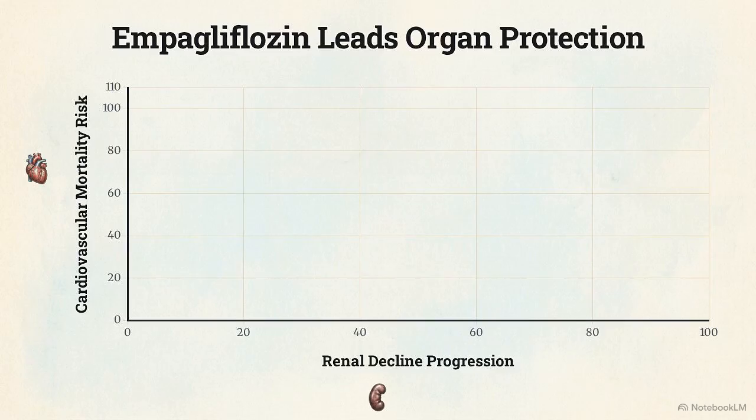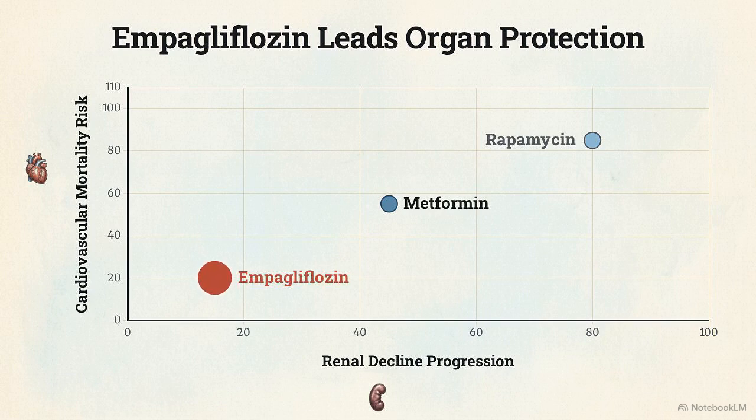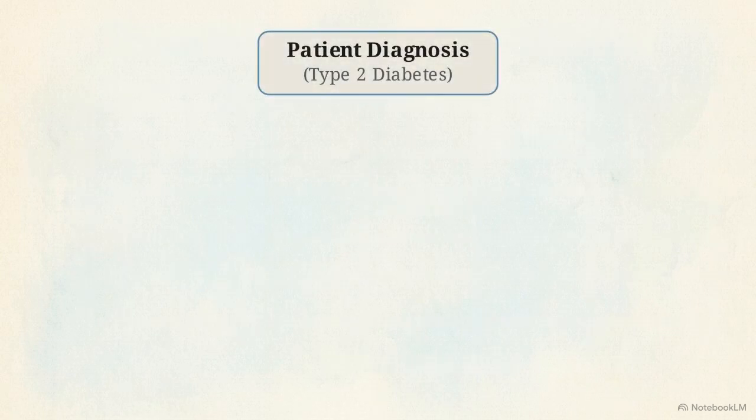This comparison matrix plots empagliflozin, metformin, and rapamycin against cardiovascular mortality and renal decline metrics. By forcing metabolic flexibility, empagliflozin drives lower cardiovascular mortality and preserves kidney function. This branching flowchart maps the clinical decision tree for initiating empagliflozin based on comorbidities.